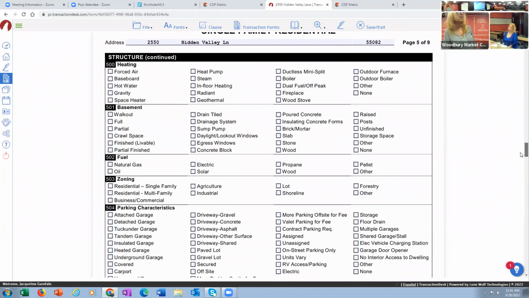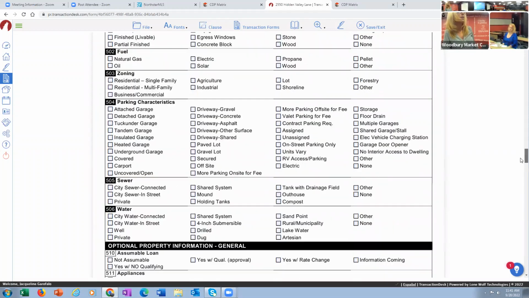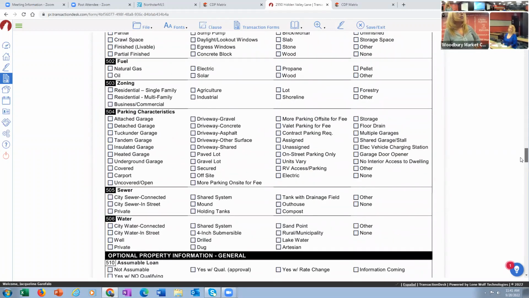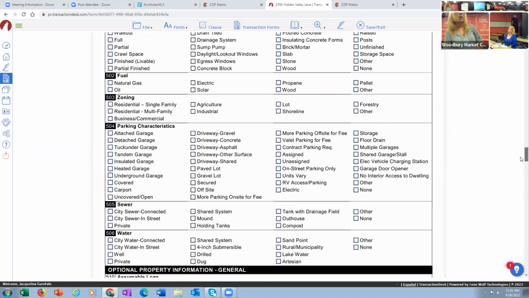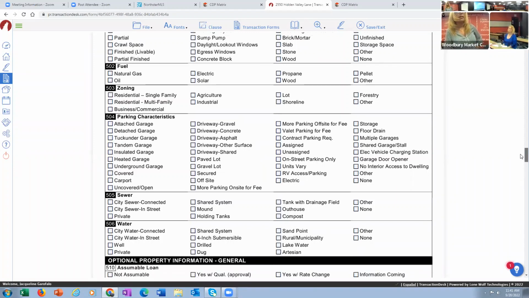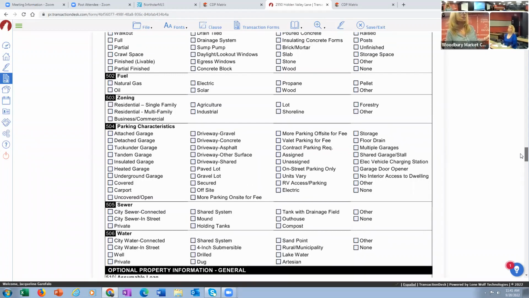Is it natural gas, fuel oil? Zoning, typically you'll always see residential. I do have a hobby farm in Hinkley right now. That is an 80-acre house, but it's zoned agriculture, and financing is a little different around that. So you've got to know what your zone is.